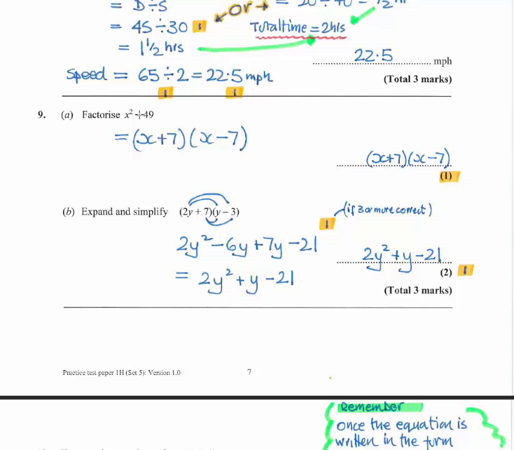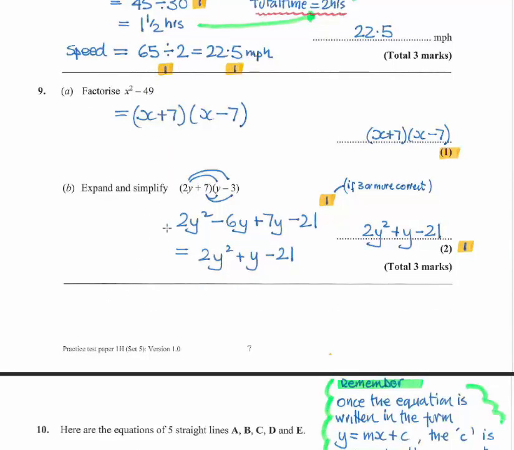So in the same way, if you had x squared minus 25, it would be x plus 5, x minus 5. X squared minus 100, x plus 10, brackets, x minus 10. Each time it's the square root of that number. 1 mark only for that.